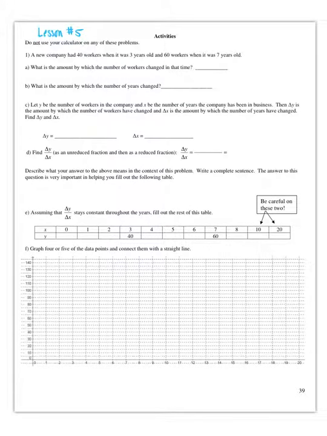This is lesson number 5, activities. A new company had 40 workers when it was 3 years old and 60 workers when it was 7 years old. What is the amount by which the number of workers changed in that time?